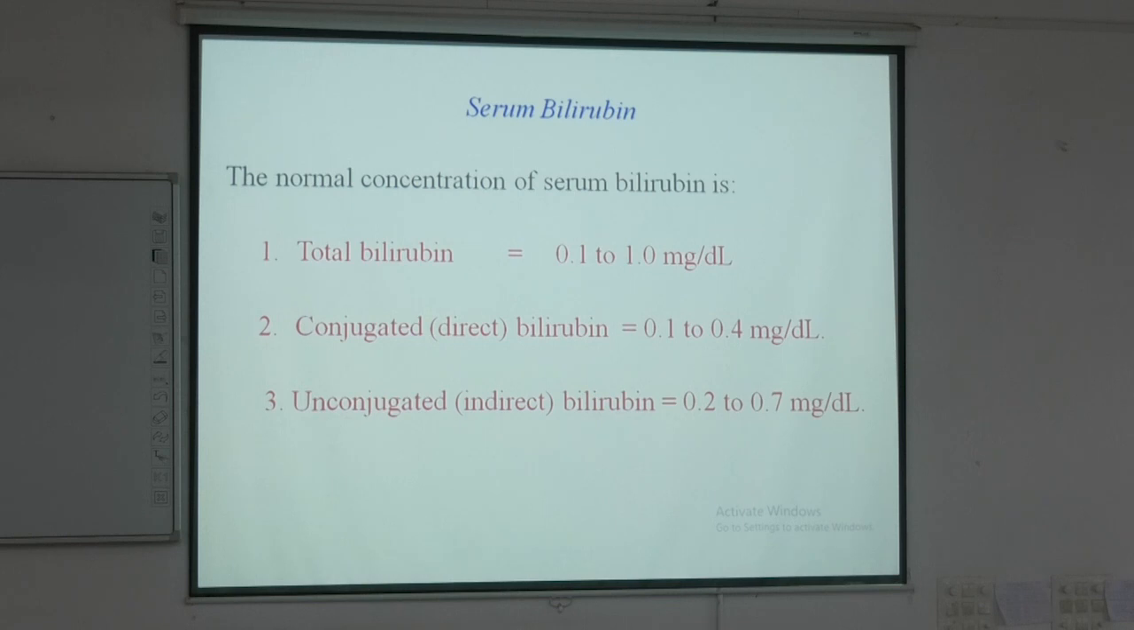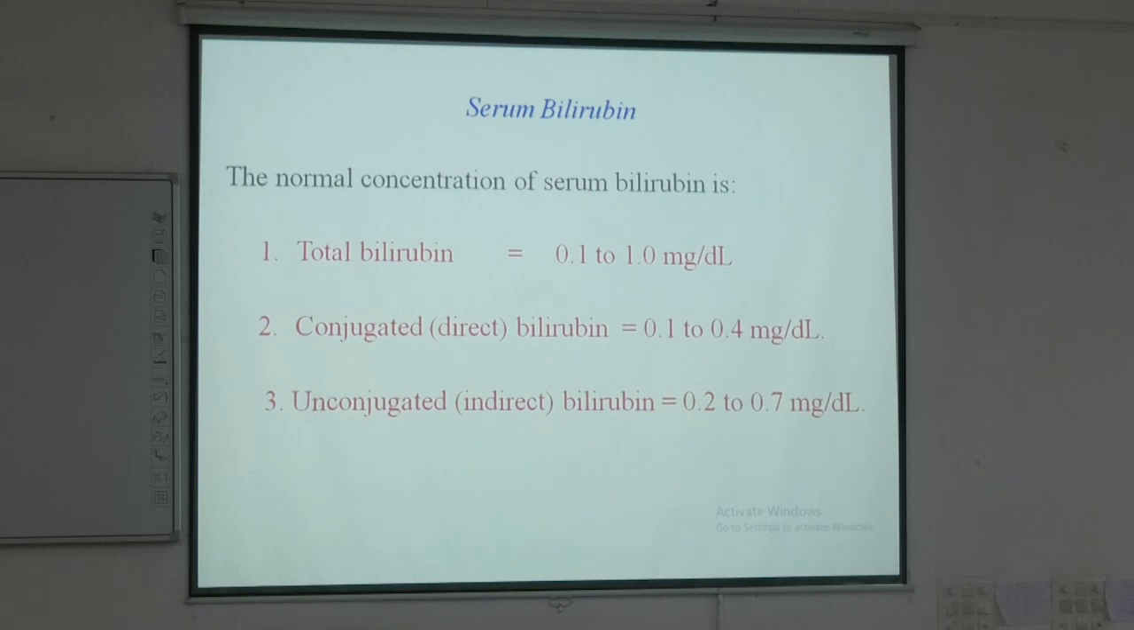If we say diglucuronide bilirubin, what is it? It is conjugated bilirubin. It occurs in the liver. And when we talk about single bilirubin that is not attached with glucuronide, it is indirect bilirubin. It is either in the spleen or in the blood.